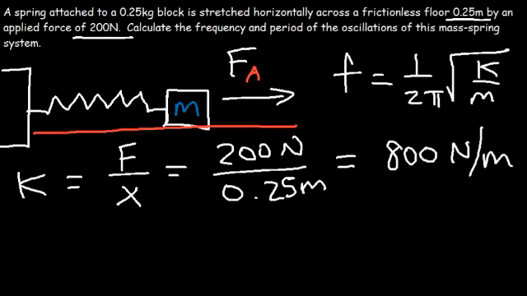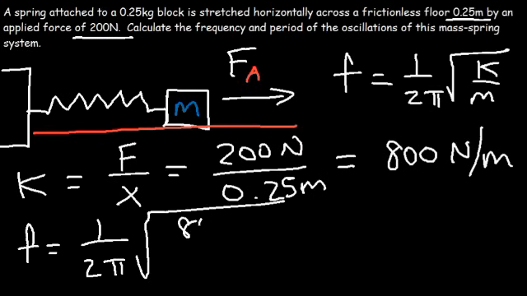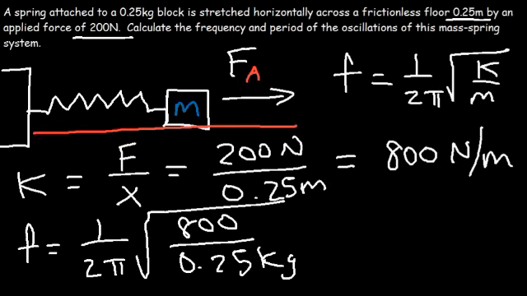Now that we have the spring constant, we can calculate the frequency. So it's 1 divided by 2 pi times the square root of k, which is 800, divided by the mass, which is 0.25 kilograms. 800 divided by 0.25 is 3200, and the square root of 3200 is about 56.57. And let's divide that by 2 pi, and you should get a frequency of 9 hertz.